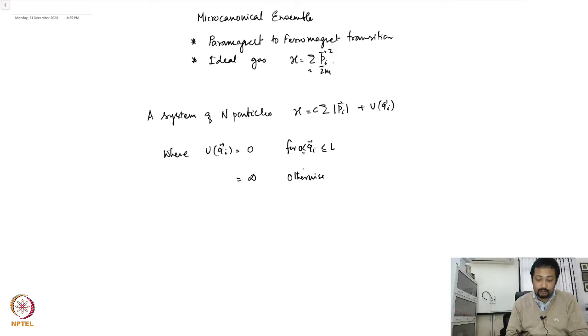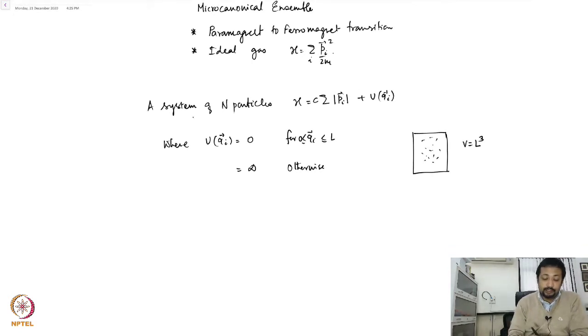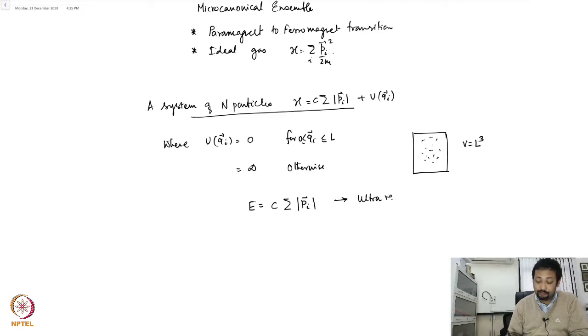So essentially what you're looking at is a container of volume V equal to L cubed, and the particles are contained within this volume. The dispersion relation, so this particular form of the Hamiltonian, where your total energy is now c times the sum over modulus of p_i, essentially tells you that you are looking at an ultra-relativistic gas of particles.